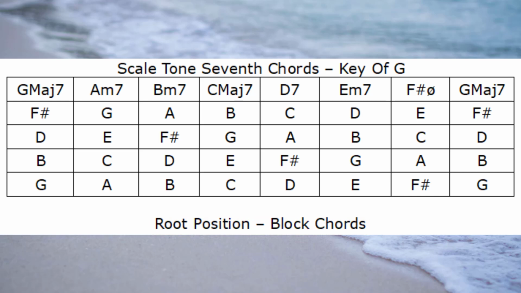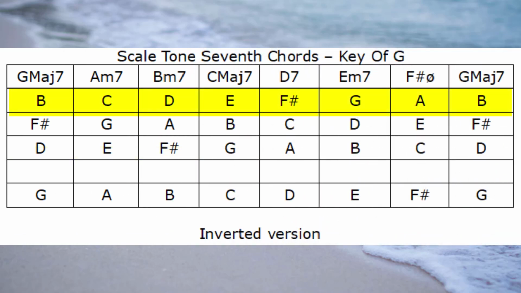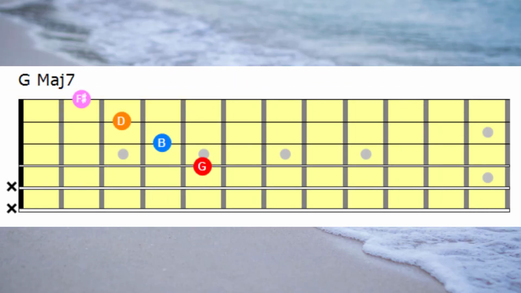One way that we can do this is to take the 2nd note from the bottom and place it on top of the chord. Let's have a look at how this works on the guitar. Now, I'm going to use a G major 7th, and you can see I have different colours for each of these notes. The red note represents the root note. The blue note is the 3rd of the chord, the orange note is the D, the 5th, and the pink note is the F sharp, or the major 7th.